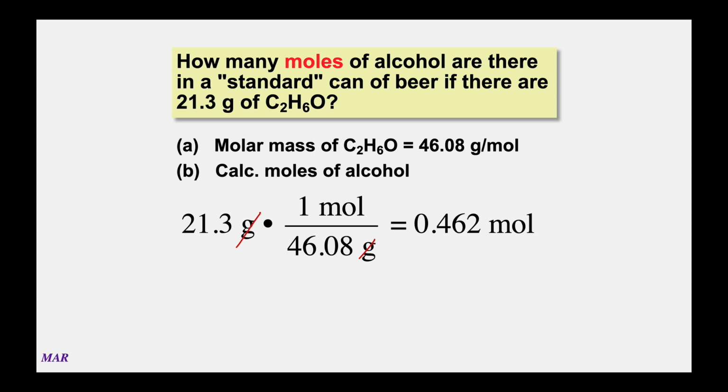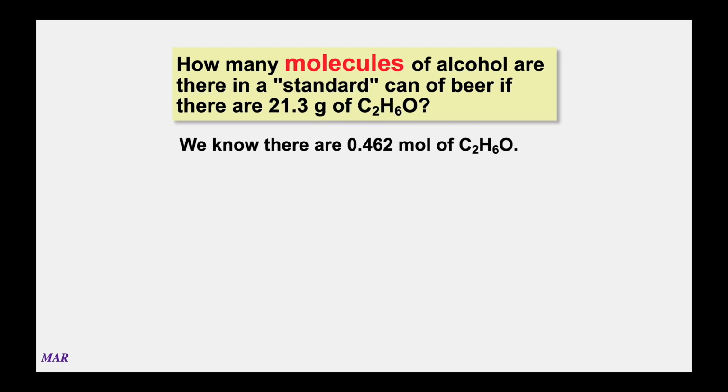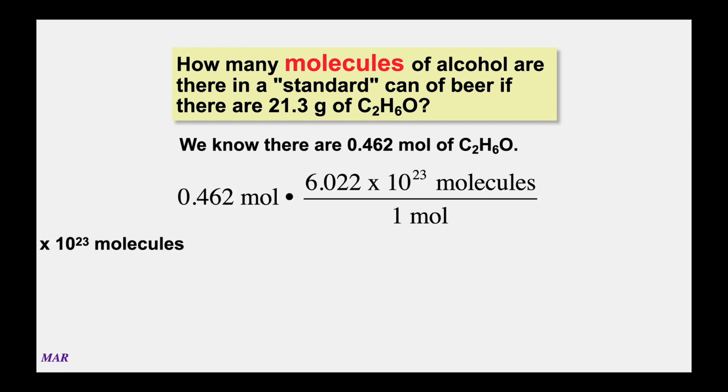Whoopie-doo, 21.3 grams. I don't know what 0.462 moles really means. Not that exciting. However, let's go the next step. So there's 0.462 moles of ethanol. I wonder how many molecules that might be. And you bet you can do this. This is what we did in the last section. You take the moles and you multiply by Avogadro's number, because that gets rid of the moles. You're left with just molecules. Multiply those numbers together. 2.78 times 10 to the 23rd molecules.